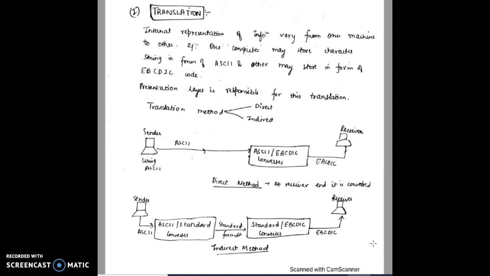We generally don't use the direct method because there is a disadvantage of the direct method: if a computer is communicating with several other computers which understand different languages, you need to maintain the conversion table for many languages. So it is not being used. We prefer the indirect method.